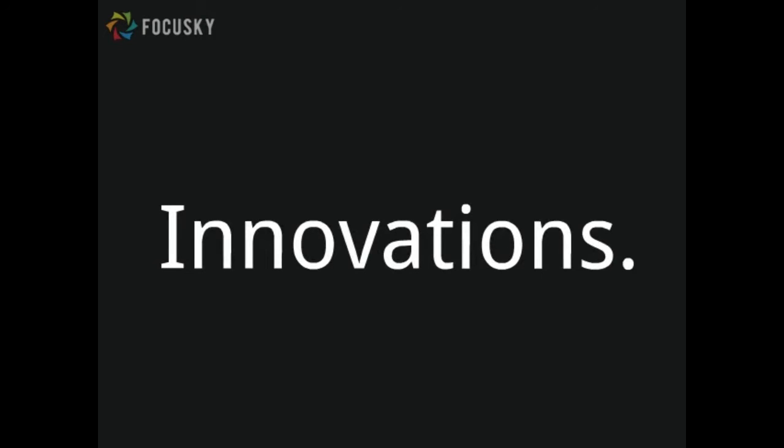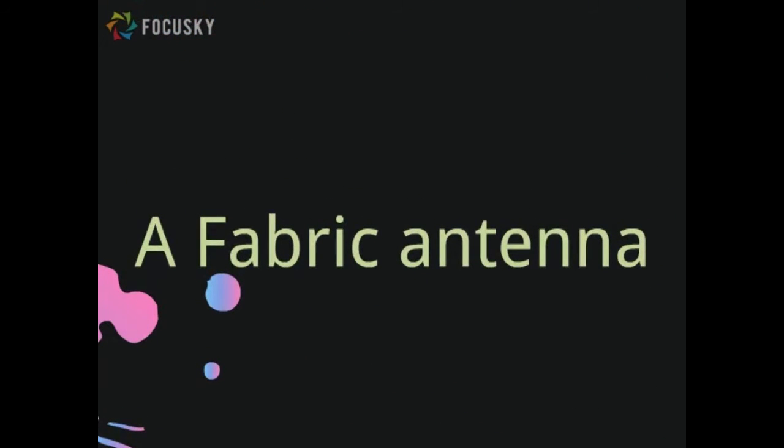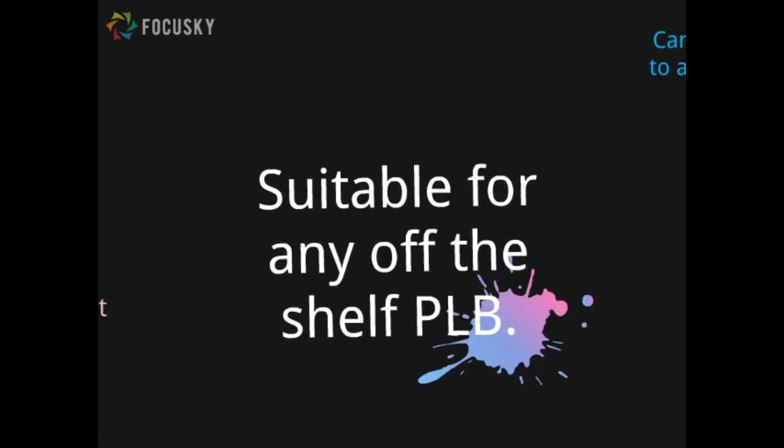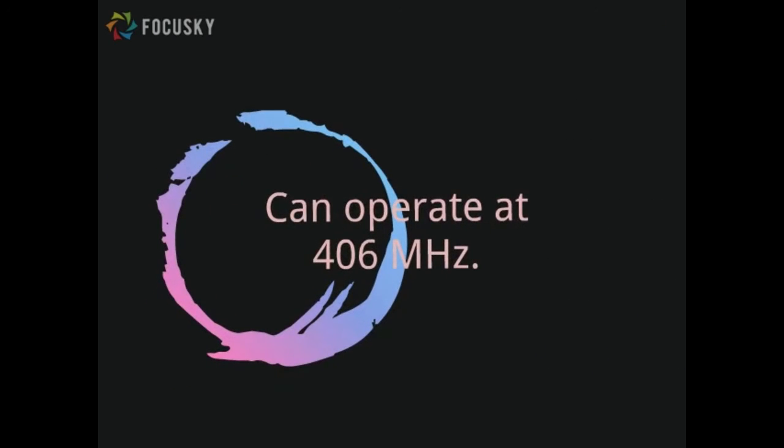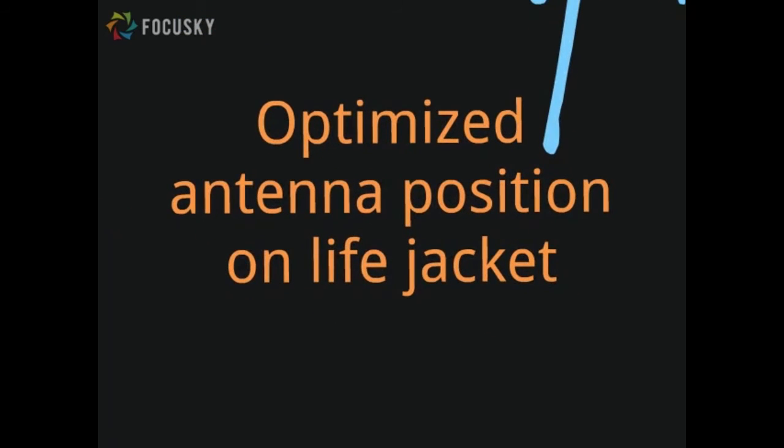Now, let's look at the innovations for this project. There are several innovations that were done on this antenna project. One of them is a fabric antenna. Two, suitable for any off-the-shelf PLB. Three, can operate at 406 MHz. Four, can be attached to any life jacket. Lastly, optimized antenna positions on the life jacket.